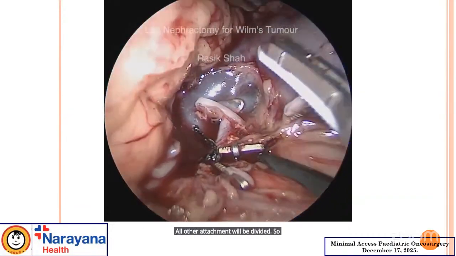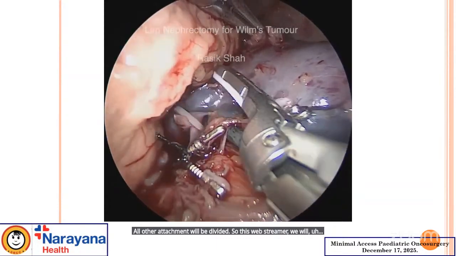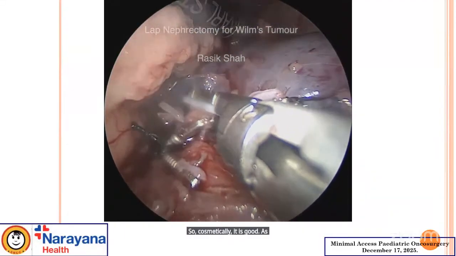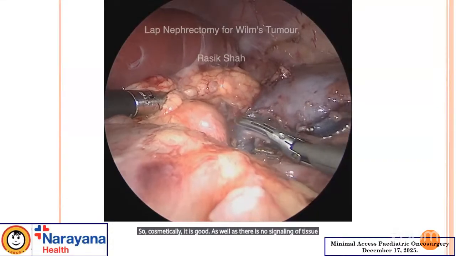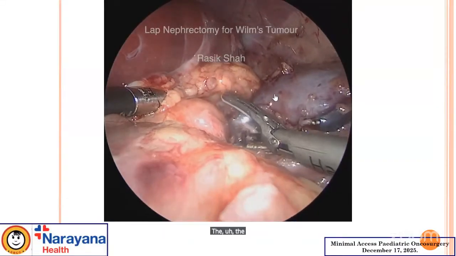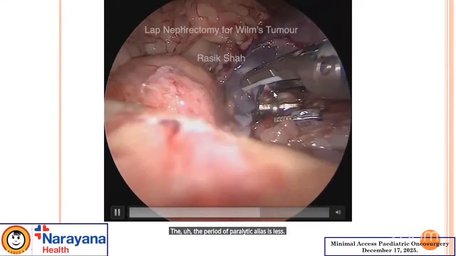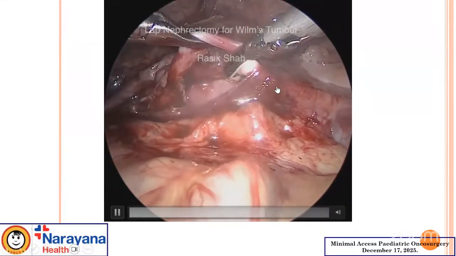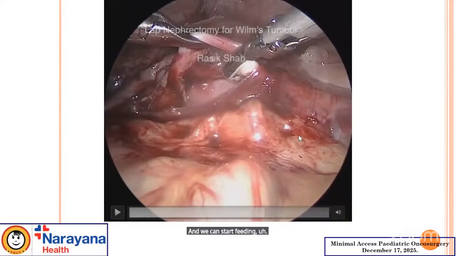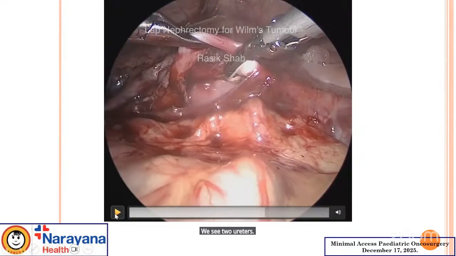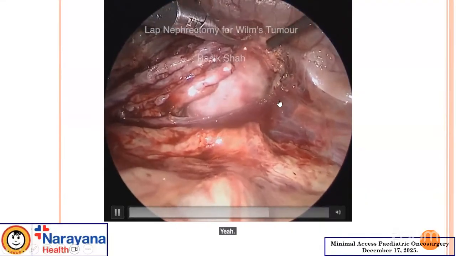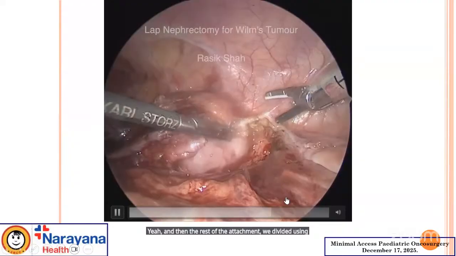For this Wilms tumor, we will make a Pfannenstiel incision to remove it. Cosmetically, it is good, and there is less handling of tissue, so the period of paralytic ileus is less, and we can start feeding her. We will see 2 ureters. Then the rest of the attachments we divided using harmonic scalpel.